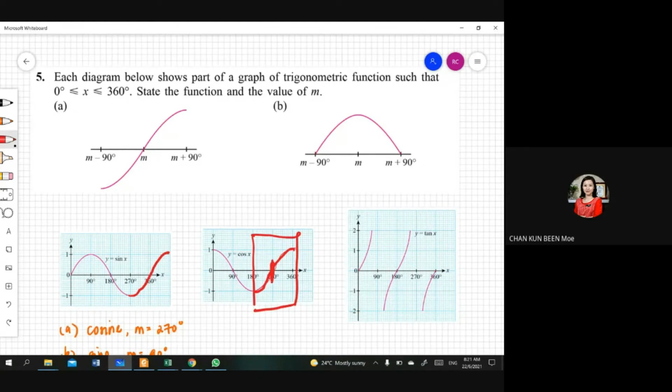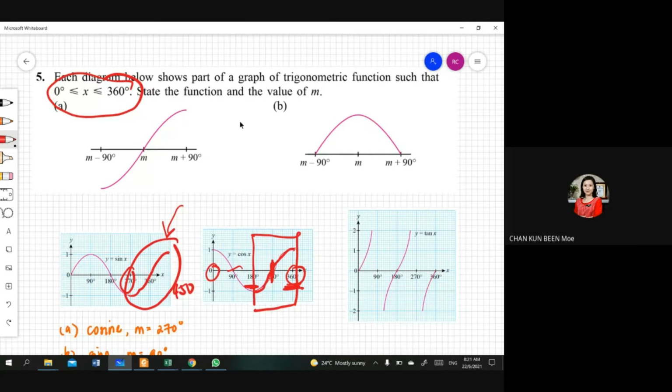When you add 90, it becomes 360. When you minus 90, it is 180. So this graph is the cosine graph. Okay, furthermore, you can see the range is in between 0 to 360 only. Therefore, we cannot choose this one unless the range is in between 270 to 450. Then you are going to choose this one.